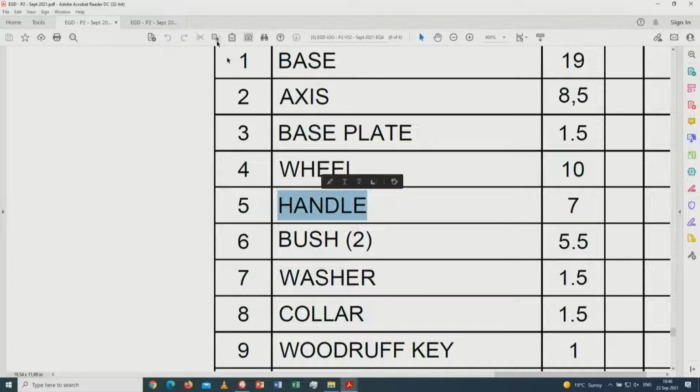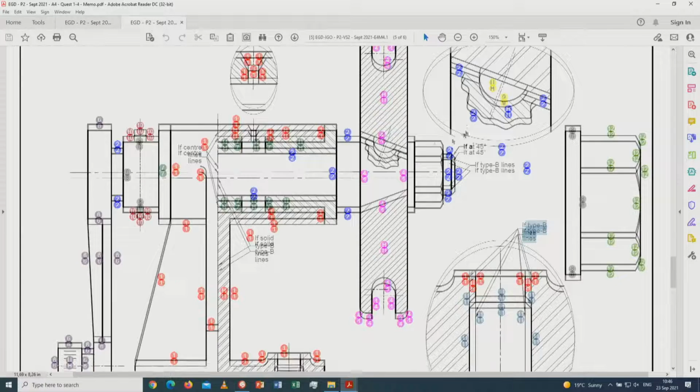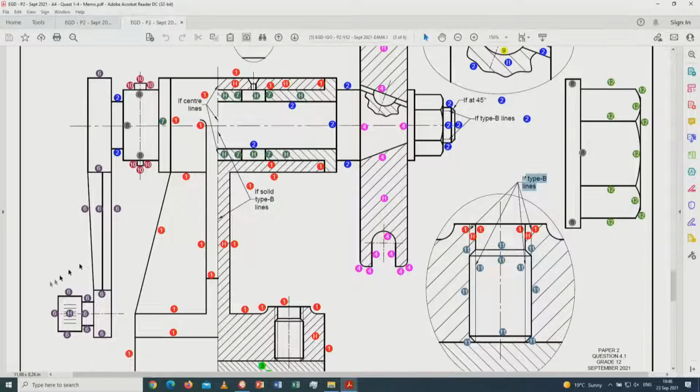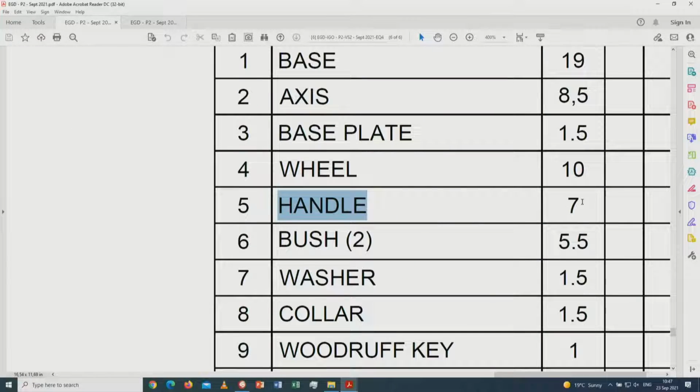For the handle, 7 marks, so it's 14 half marks. This is the handle. It is 1, 2, hatching 3, 4, 5, 6, 7, 8, 9, 10, 11, 12, 13, 14. That gives you 7 marks in that case.